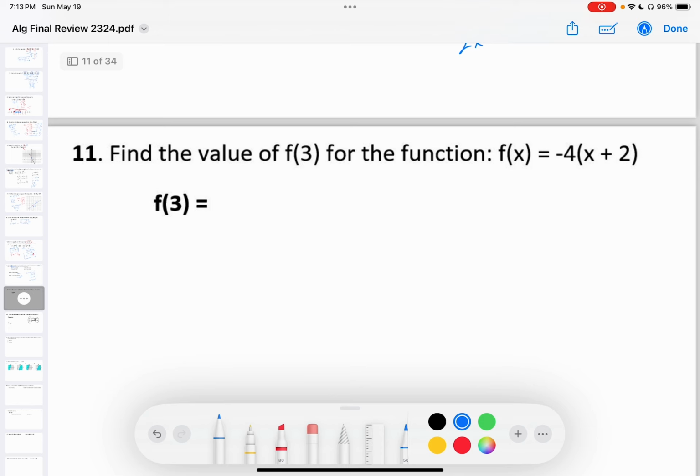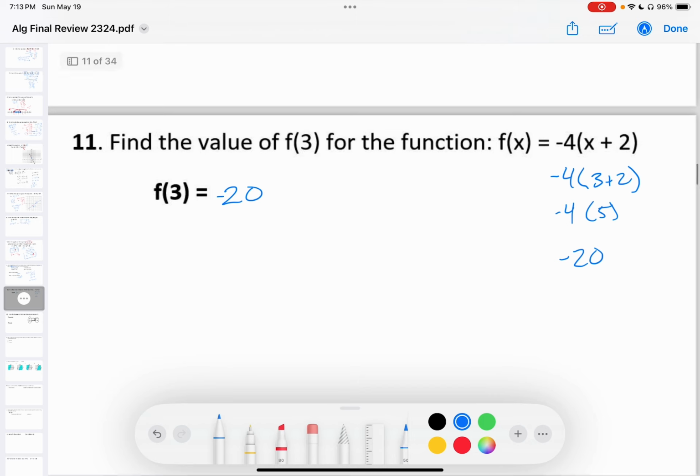Find the value of f of 3 for the function f of x equals negative 4 times the quantity x plus 2. We will simply replace x with 3 and evaluate that. So 3 plus 2 is 5. We get negative 4 times 5, which is negative 20. So f of 3 equals negative 20.